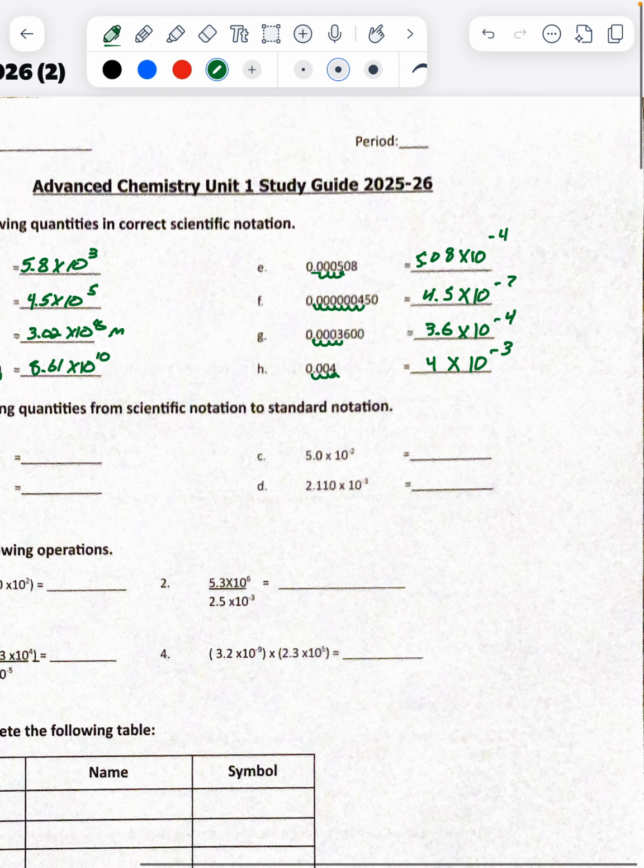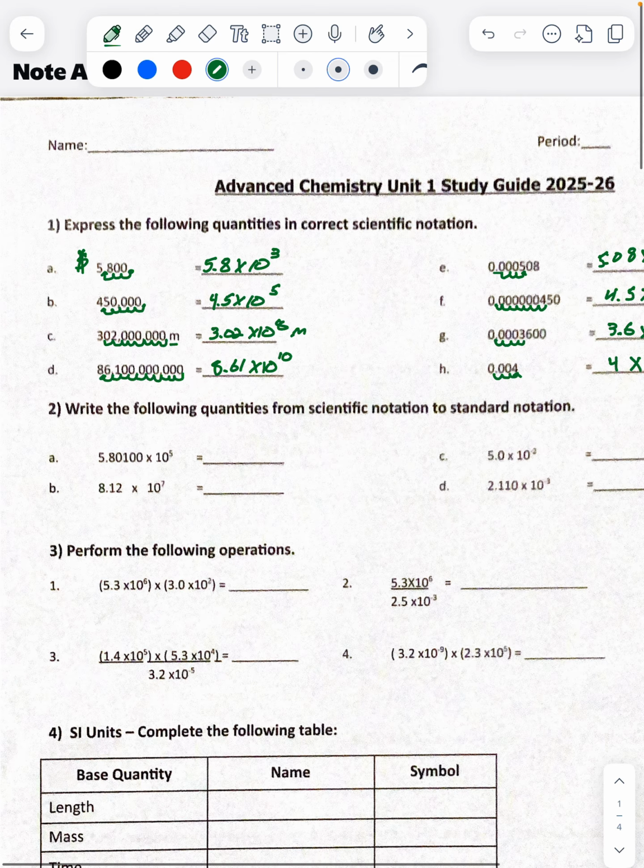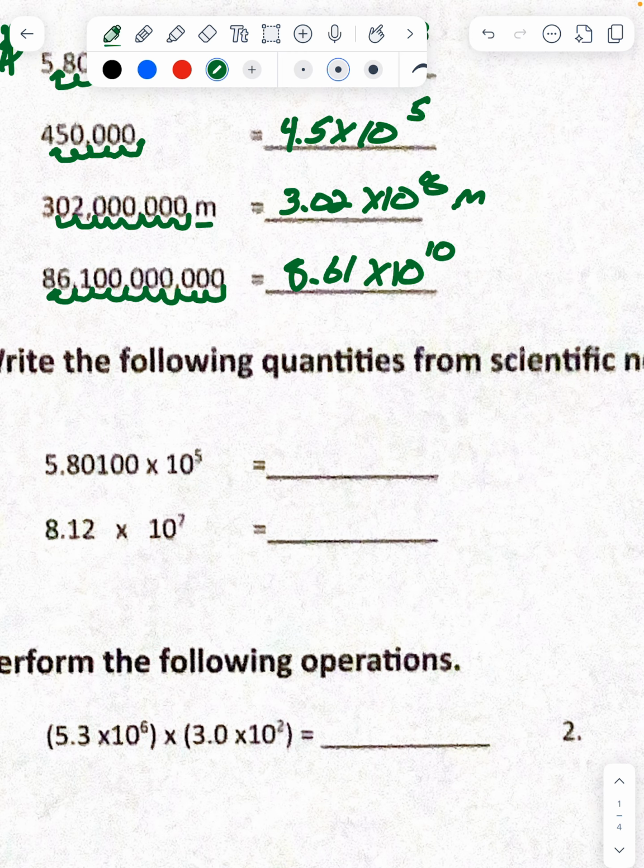Now we're going to go backwards. The key thing here is to look for your exponent. If this is a positive, that means it's going to be a big number. So I'm going to move that decimal to the right because I want it to get bigger. We're going to go to the right 1, 2, 3, 4, 5 times. That gives you 580,100. The next one, I see 8.12 times 10 to the 7th.